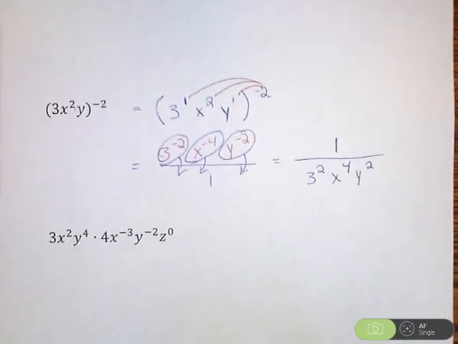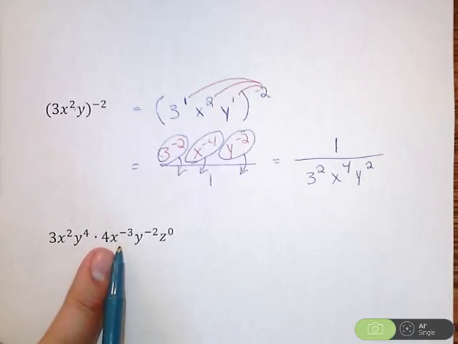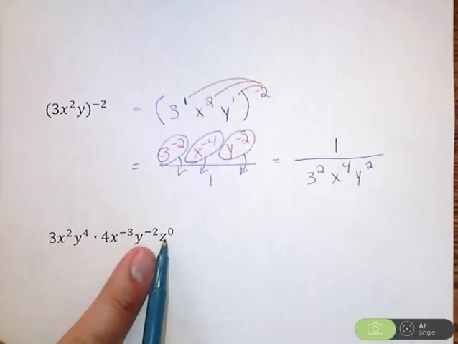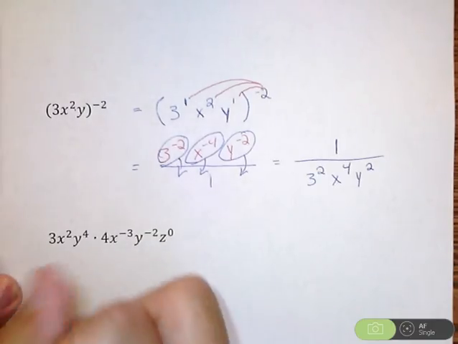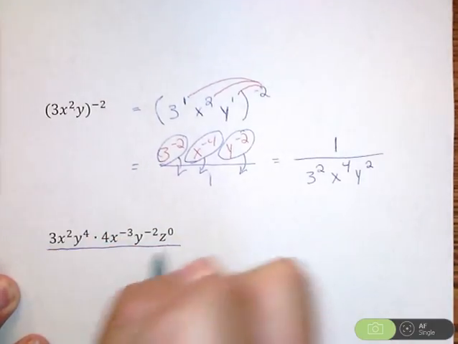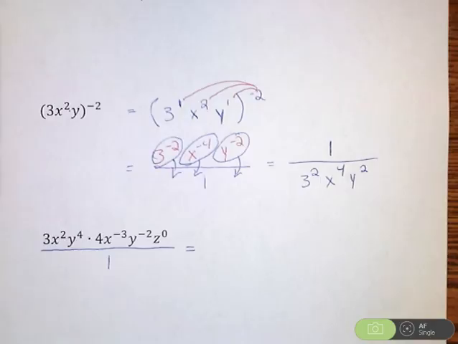So let's go to our last one here. And there's a whole lot going on here, but you're going to see it cleans up nice. So we have 3x squared y to the 4th times 4x to the negative 3rd y to the negative 2 z to the 0. So a lot going on here. Again, I see the negative exponents, and immediately I want to figure out what's on top and what's on bottom. Again, there is no bottom here, so what I'm going to do is I'm going to write in divided by 1.